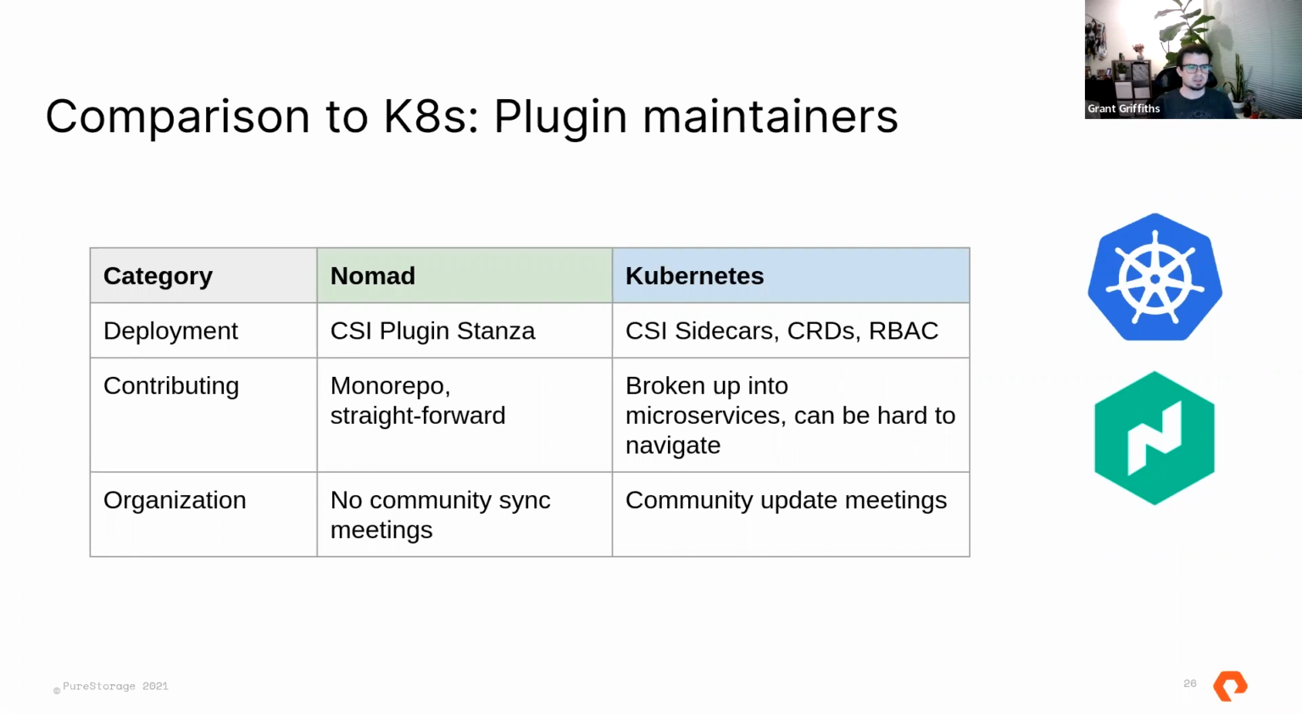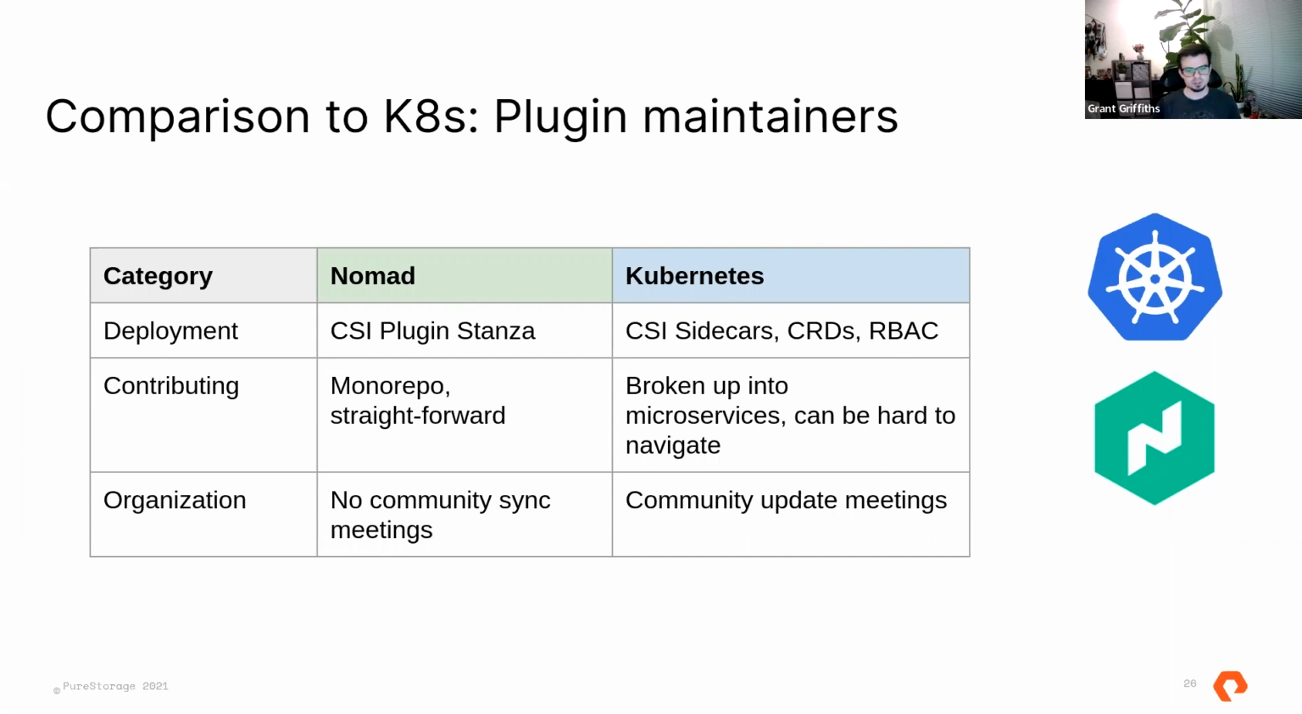And next, we have the plugin maintainer's perspective. So the people that create CSI drivers and manage them. The first thing I noticed is the deployment is pretty straightforward with Nomad. All you really have is the CSI plugin stanza, and maybe add a couple of different volume mounts, a couple of different configurations to your job, and then boom, you're pretty much running a Nomad CSI plugin.